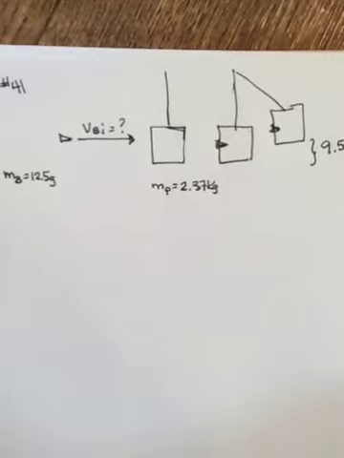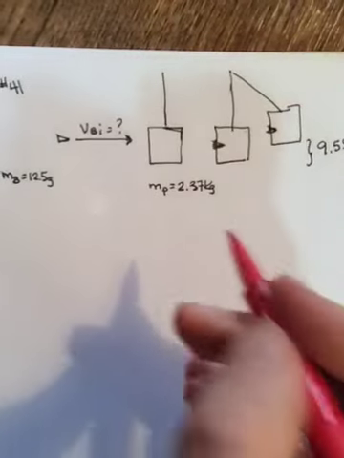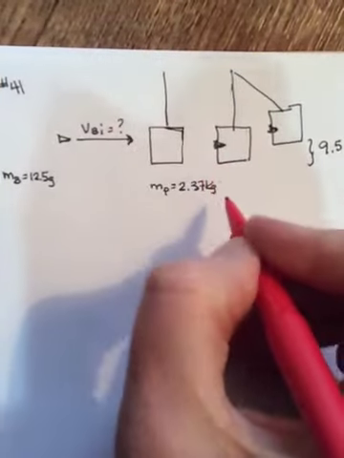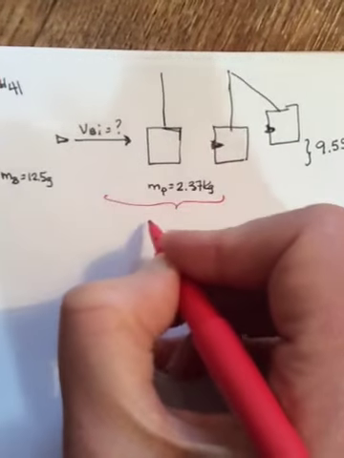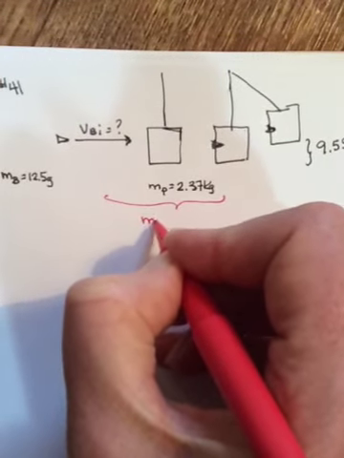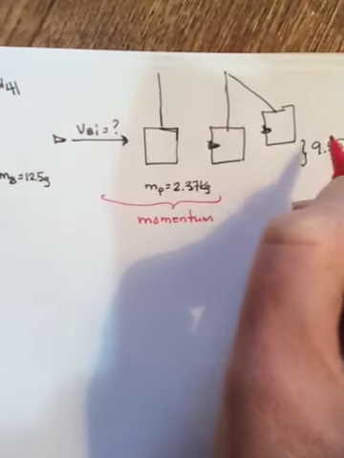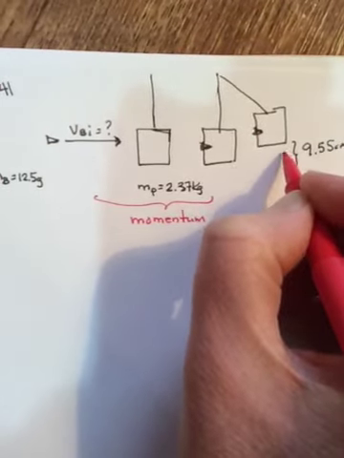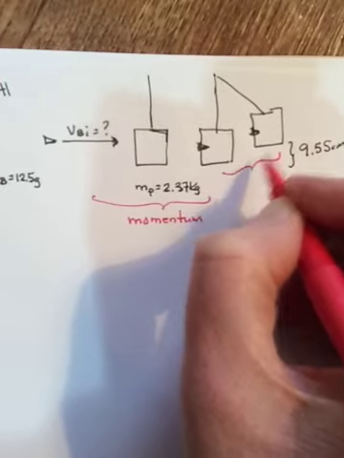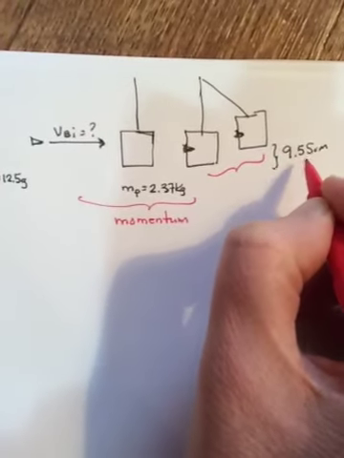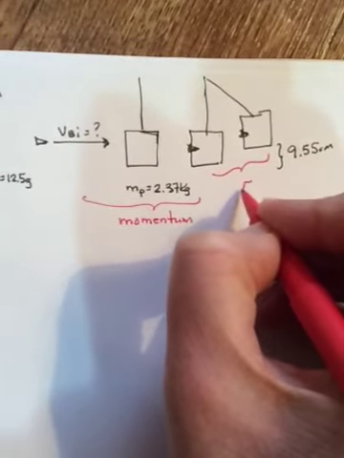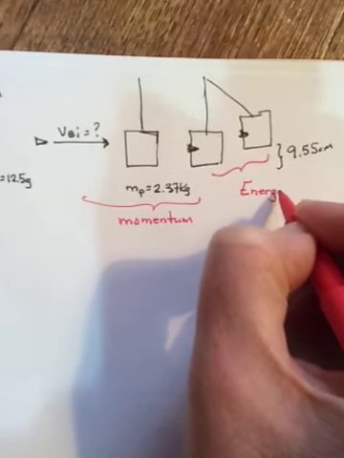Okay, so the first step is figuring out what are your parts. Well, there's the part where the bullet hits the pendulum. That's a collision. It's momentum, because it's a collision. And then there's the part where the bullet pendulum system swings up. It changes its height. And so that is energy.